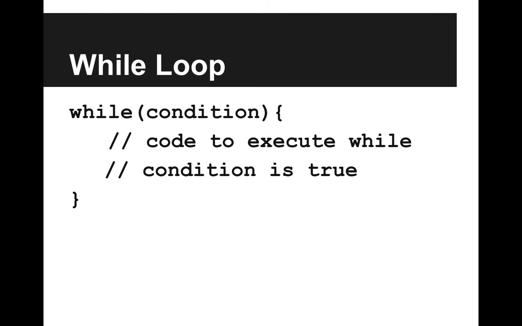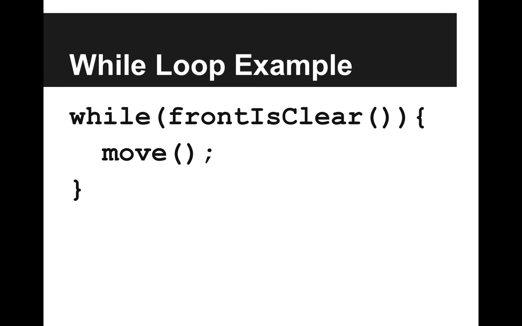So what does a while loop look like? We say while some condition is true, and then in between the curly brackets we have some code to execute as long as that condition is true. Let's look at an example. We can say while the front is clear, then we'll move. So let's go into our code editor and play with this example.